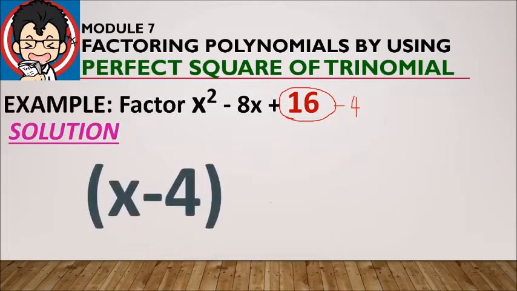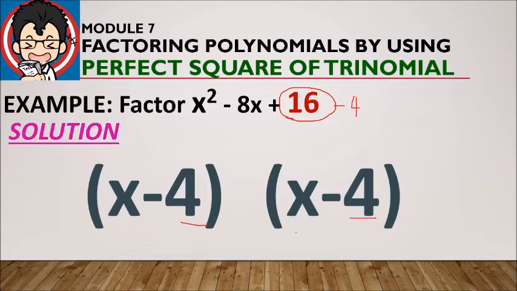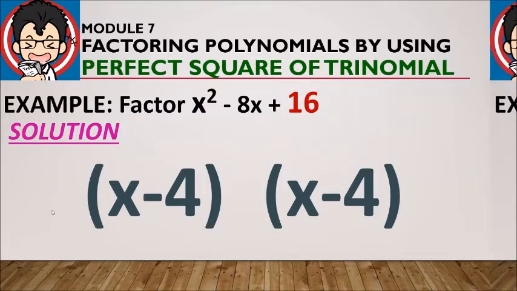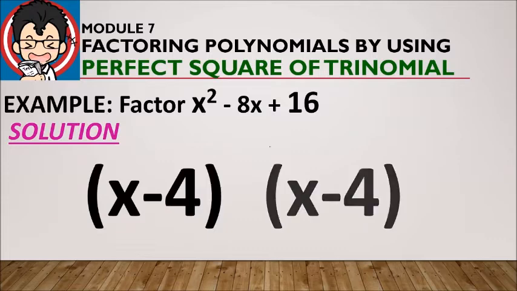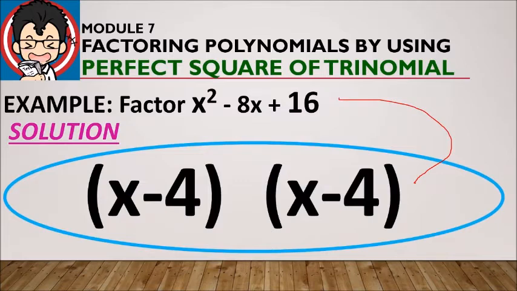So, anong gagawin natin sa 4? Ayan o, susulat natin siya dun sa second term nung binomial natin. So, as you can see, halos kumpleto na yung sagot natin. So, finally, the factored form of x squared minus 8x plus 16 is x minus 4 and x minus 4.